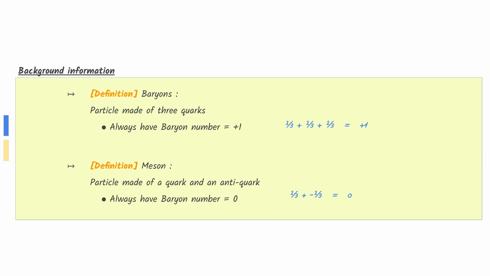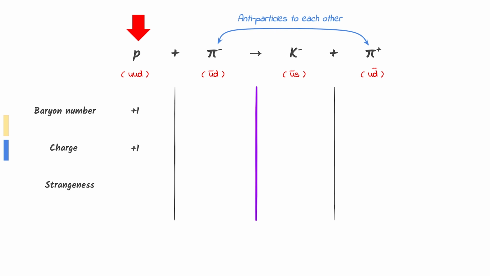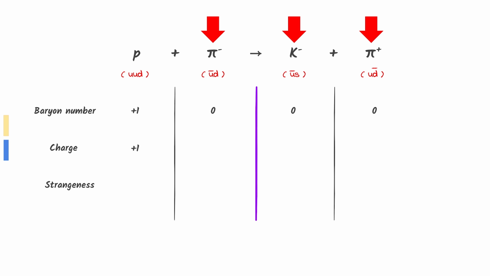A reminder that a baryon is a particle made of 3 quarks and thus has a baryon number of +1. A meson is a particle made of a quark and an anti-quark and thus has a baryon number of 0. Here is the interaction between a proton and a pion. The proton is a baryon made of 2 up quarks and 1 down quark, which gives us a baryon number of +1 and charge of +1. The rest of the particles are mesons and so have a baryon number of 0. We know this as each particle consists of 1 quark and 1 anti-quark.